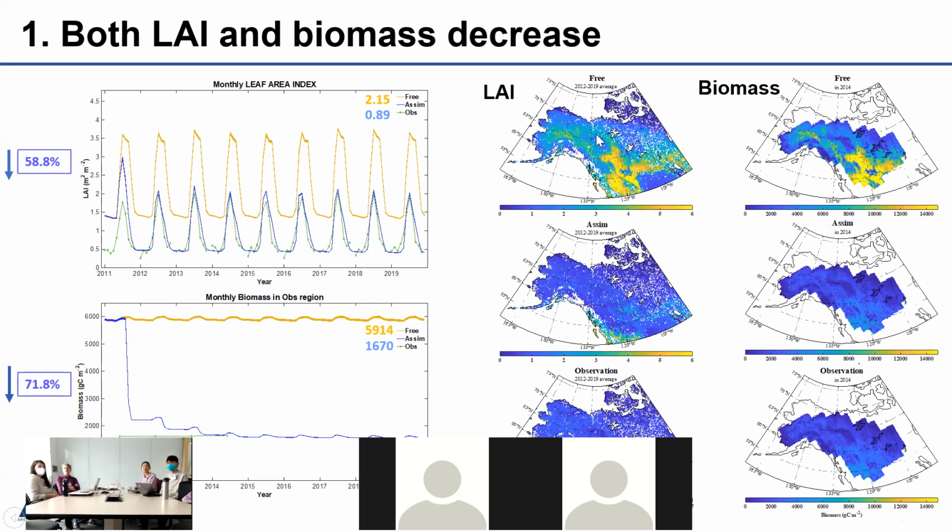You can also see this from the spatial maps of these two variables. In the first row, you can see both variables are highly overestimated in areas of this region compared to the observation, which is in the third row. However, in our assimilation run, those values are much smaller and much closer to the observation.